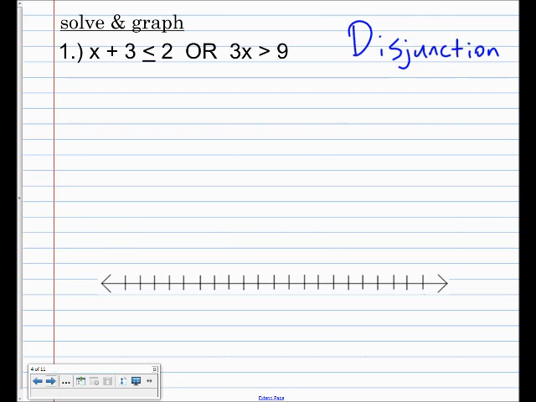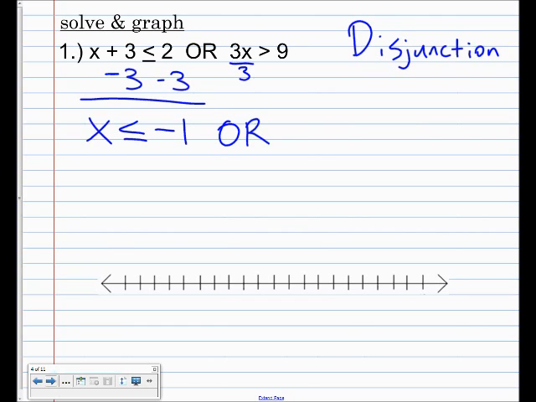Now, we're going to have two separate pieces that I need to solve for x. So let's isolate x. How would I do it here? Minus 3 from both sides. So we have x is less than or equal to -1. That's the first piece. Connected by the word or. What about on the right-hand side, the right piece? Divide by 3. So I'm going to have x is greater than 3.